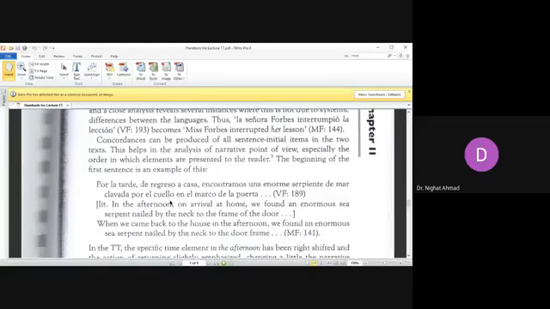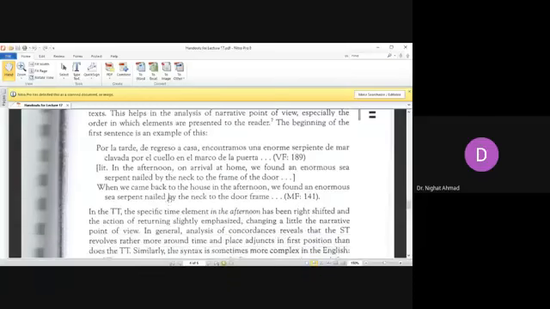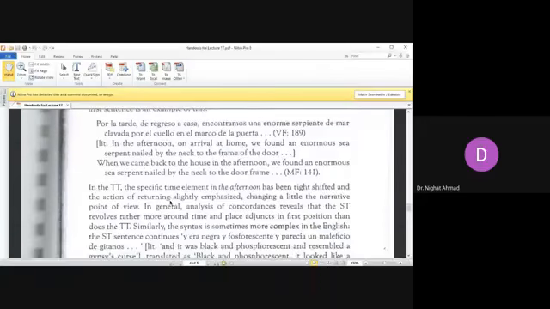Below it, the translation is also given in English: in the afternoon, arrival at home. We're just going to skip that; you can read it on your own. Next is the target text, the TT. The specific time element in the afternoon has been right-shifted and the action of returning slightly emphasized, changing the narrative point of view a little.